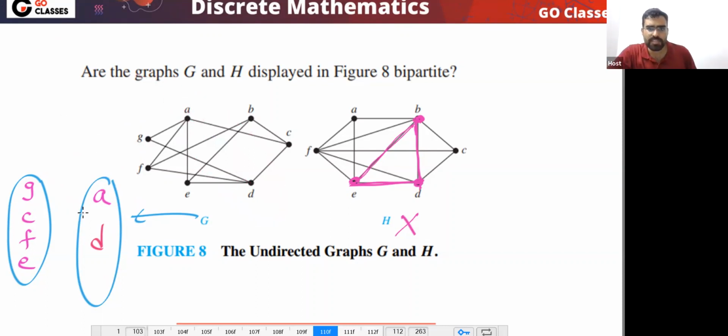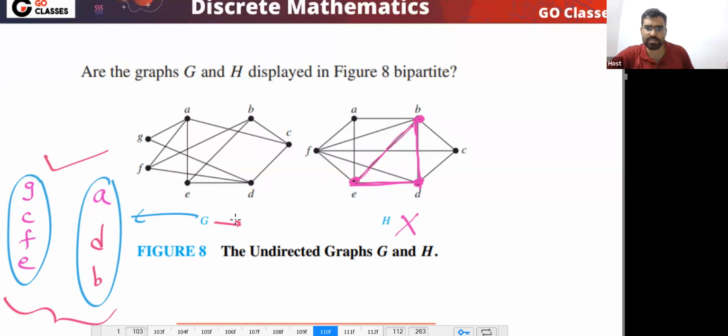Okay. Which vertex is remaining? 3, total 7. One vertex is remaining. Which vertex? B is remaining. So if C is here, then B should be here. And you can notice there is no problem. So yes, this is the partition. For this graph G, this partition will work.